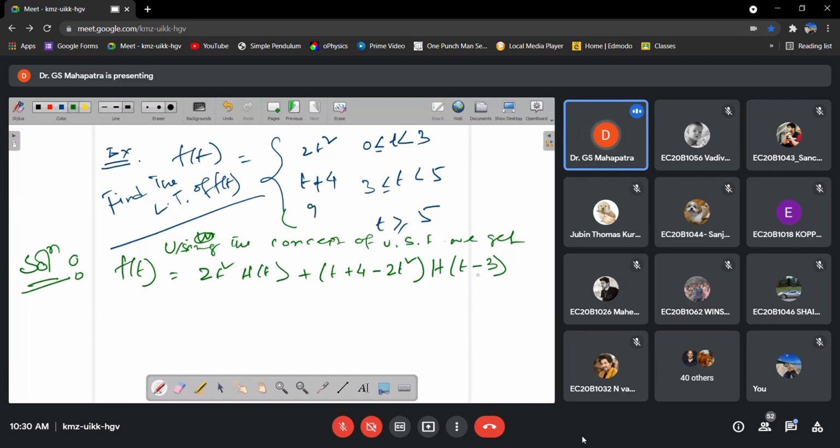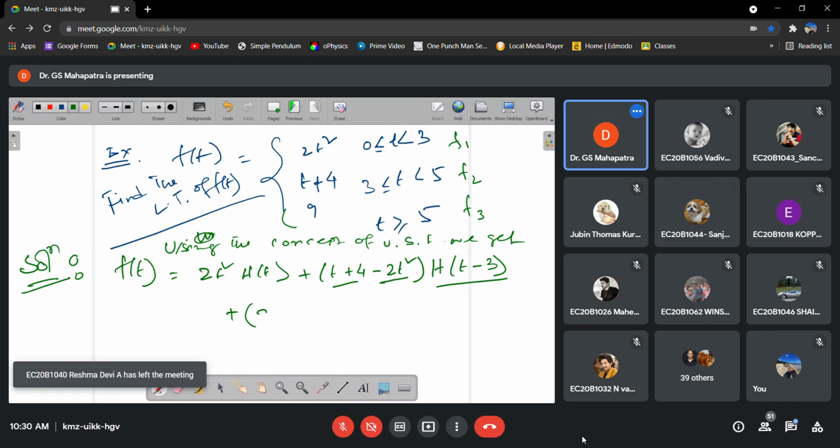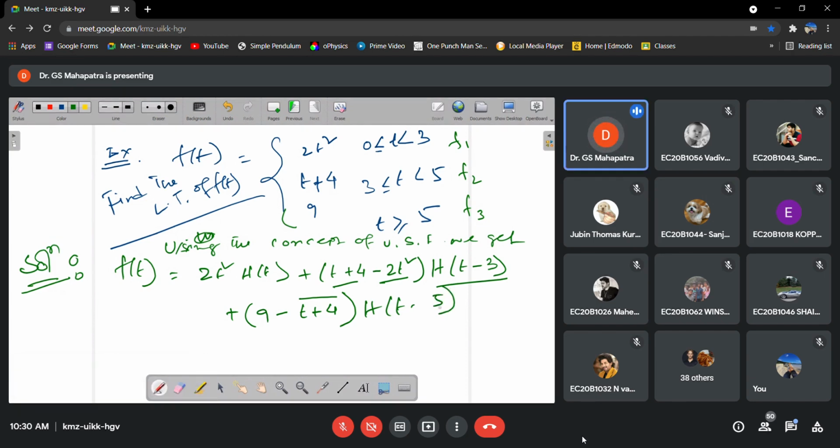Just see what I have written. t plus 4 minus 2t square, so f2 minus f1, f2 minus f1 into h of t minus 3. Plus, what is the answer next? 9 minus t plus 4, into h of t minus 5. So this is the Heaviside function.